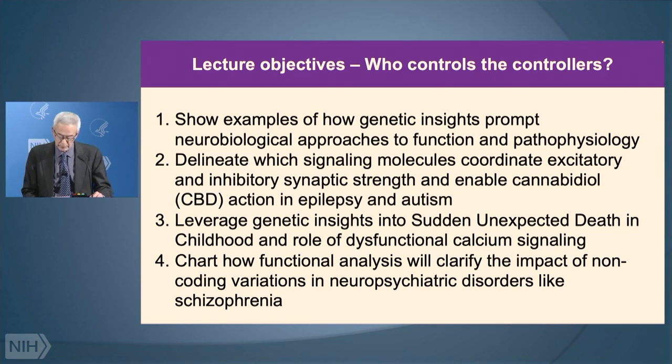Talk a little bit about sudden unexpected death in childhood, and eventually make some promissory notes about how we're going to take what we know about signaling proteins and apply it to a big disease like schizophrenia.